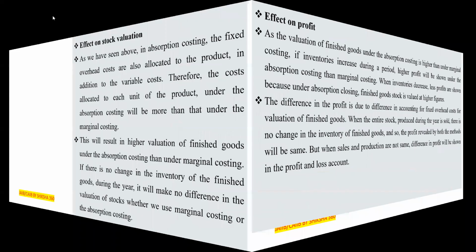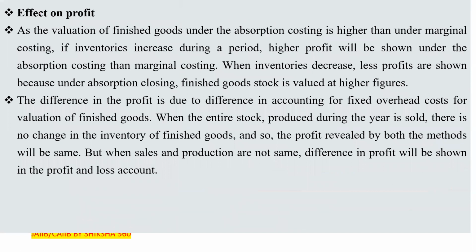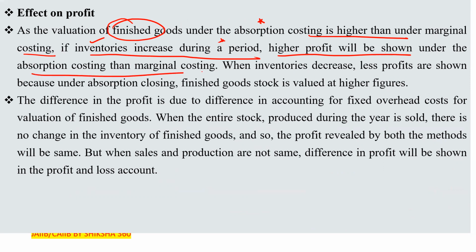So the next one, the last point, is the effect on profit. As the valuation of the finished goods under the absorption costing is higher than the marginal costing, if inventories or stock increase during a period, higher profit will be shown under the absorption costing than the marginal costing. When inventories decrease, less profit is shown, because under the absorption costing, closing finished goods is valued at higher figures.